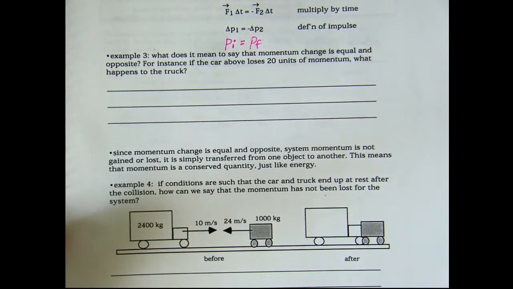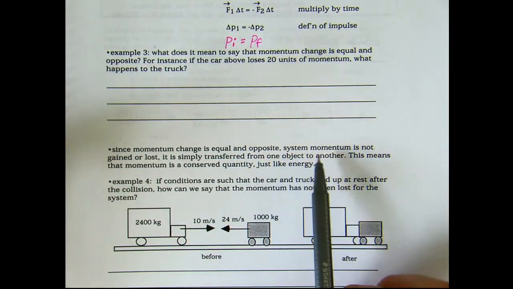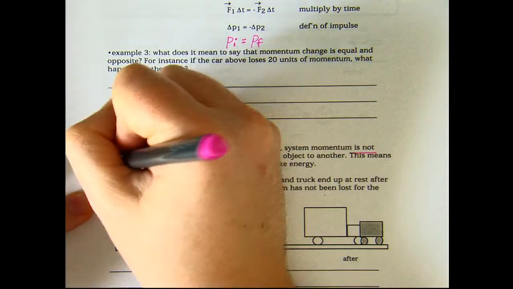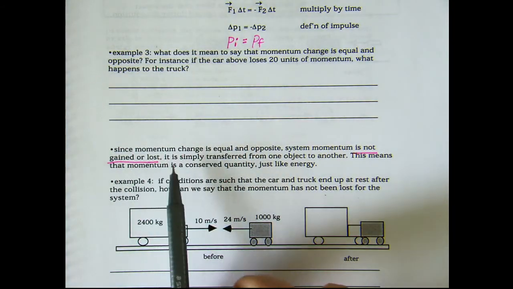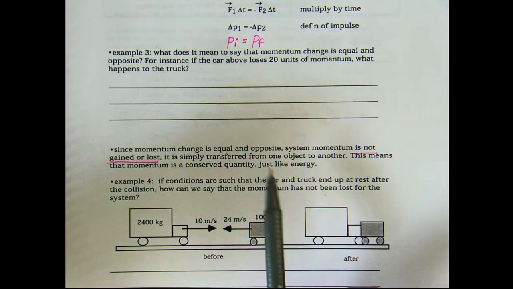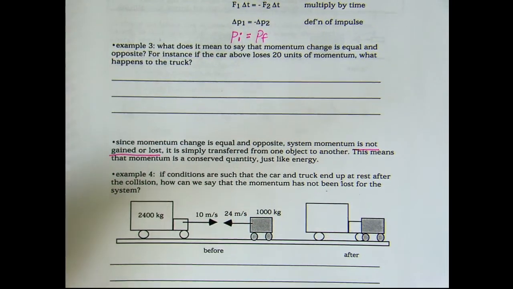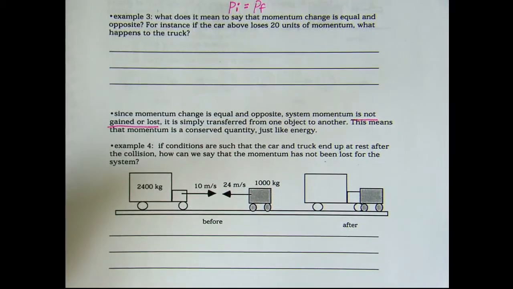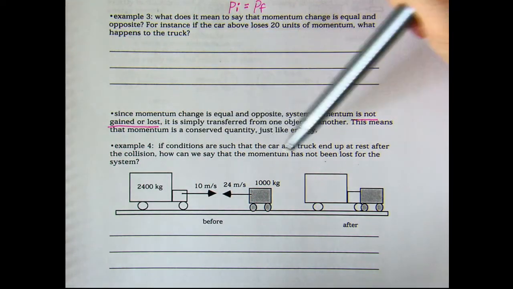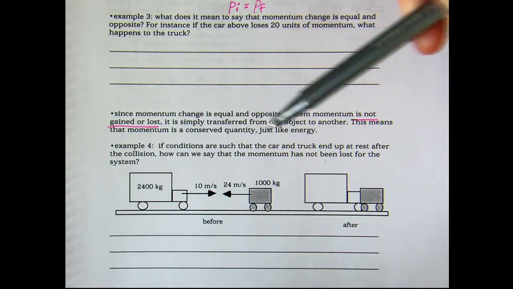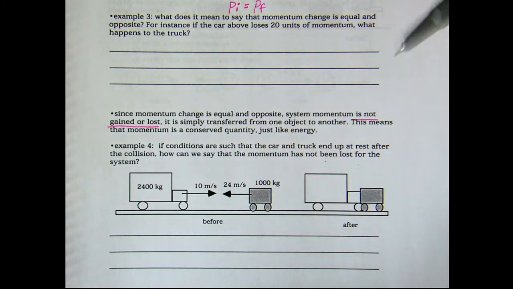The argument for that is this: since momentum change is equal and opposite, system momentum is not gained or lost. It is simply transferred from one object to the other. This means that momentum is a conserved quantity, just like energy is, assuming nothing was acting on it from the outside. Momentum is always conserved in a collision like this. So let's look at one example of that. If conditions are such that the car and the truck end up at rest after the collision, how can we say that momentum has not been lost for the system? So let's take a look at this.